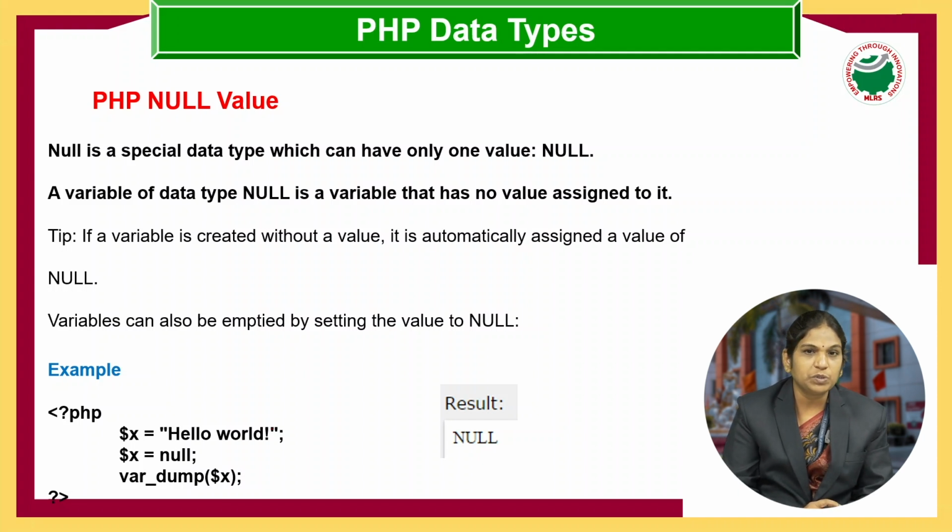Now, if I want to check the data type of $X, using var dump of $X, the output will be null. Why? Because initially, if I have declared a variable and have not assigned anything, it is treated automatically as null. But in some cases, even though we have declared a variable and assigned some value, we can remove it by assigning null to the particular variable.